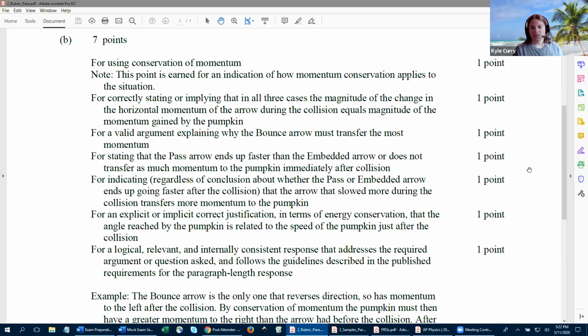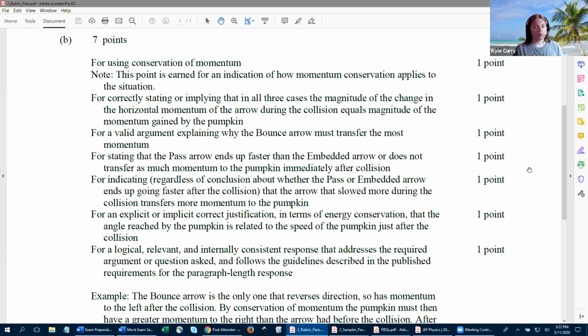Sixth point, for an explicit or implicit correct justification in terms of energy conservation that the angle reached by the pumpkin is related to the speed of the pumpkin just after the collision. Long story short, the pumpkin that has the greatest amount of kinetic energy is going to swing up to the highest point, because of that kinetic energy being transferred to gravitational potential energy of the pumpkin-Earth system. Then my favorite point, a logical, relevant, internally consistent response that addresses the required argument or question asked.